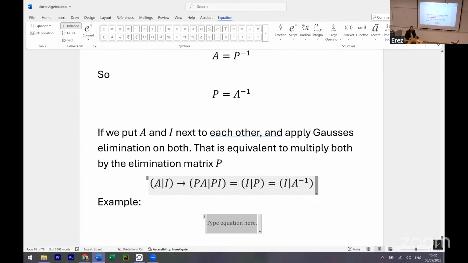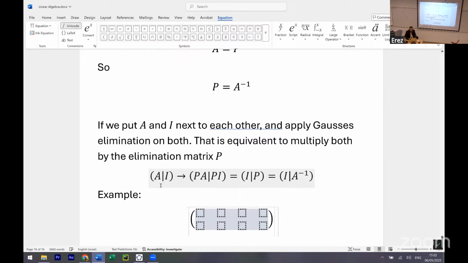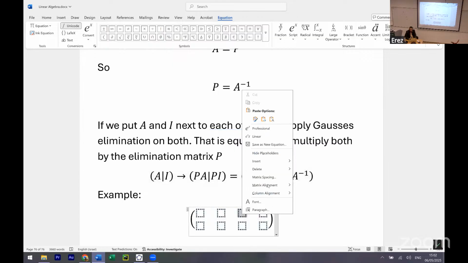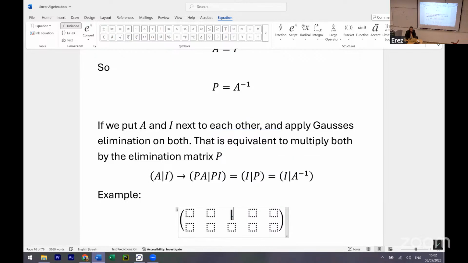It's the easiest way to do the same operation on both, just writing them as if it was a large matrix. So matrix to the ampersand. No, it's not like that. Matrix to the ampersand. Wasn't enough. Inserts column. Okay, let's do 2 by 2.